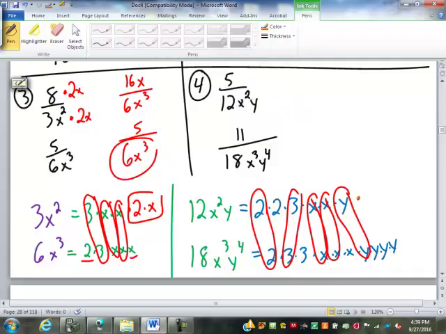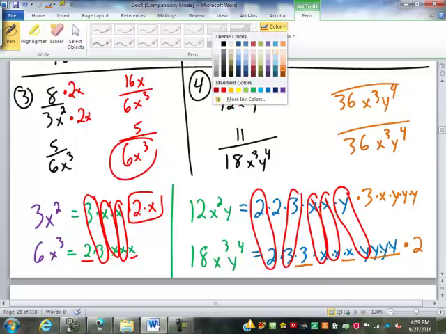What does this top number need? It's a 3, an x, and 3 more y's. Right? What's the bottom number need? Just the 2. So 18 times 2 is 36. X to the third, y to the fourth. 12 times 3 is 36. X squared times x is x to the third. Y times 3 more y's is y to the fourth.